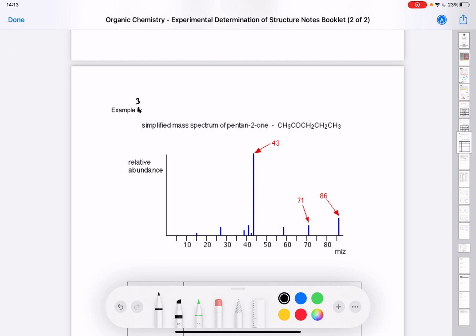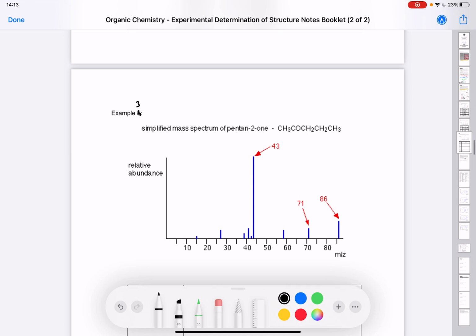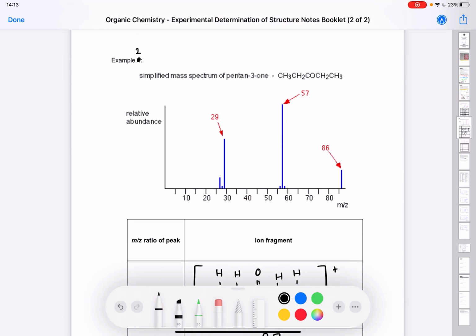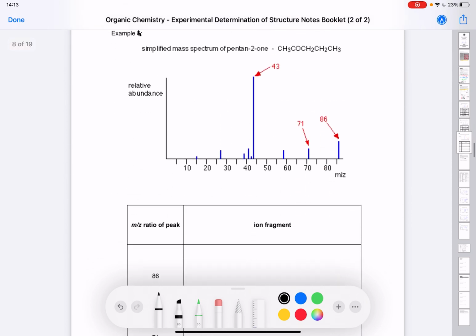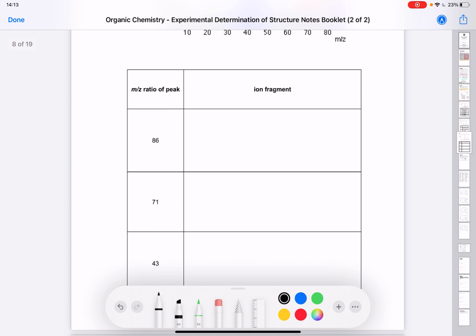But pentan-2-one has a peak of 71 and a peak of 43, which aren't being picked up on the spectrum for pentan-3-one. So you can get some clues for the structure by looking at the mass spec, because there are some combinations that aren't actually possible based on the structure that you've actually got. So when you have a wee look and fill in this table, you will maybe see a fragment that appears in pentan-2-one that wouldn't be possible in pentan-3-one. So I will let you guys have a wee go at that.